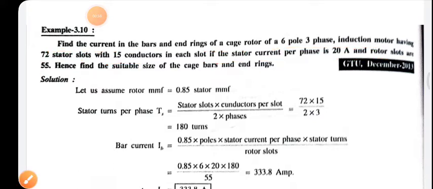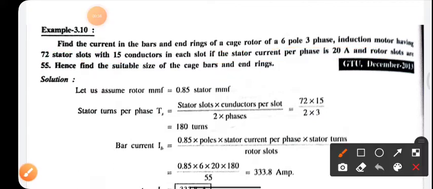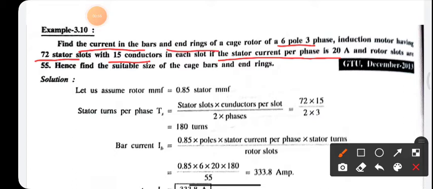So, what is provided to us that we have to see. First of all, we have to find the current in the bars and end rings. It is a 6-pole 3-phase induction motor. Stator slots are given as 72, conductors per slot is given, and the stator current per phase is given as 20 amps. The rotor slots are also given, that is 55. We have to find the suitable size of the cage bars and the end rings.